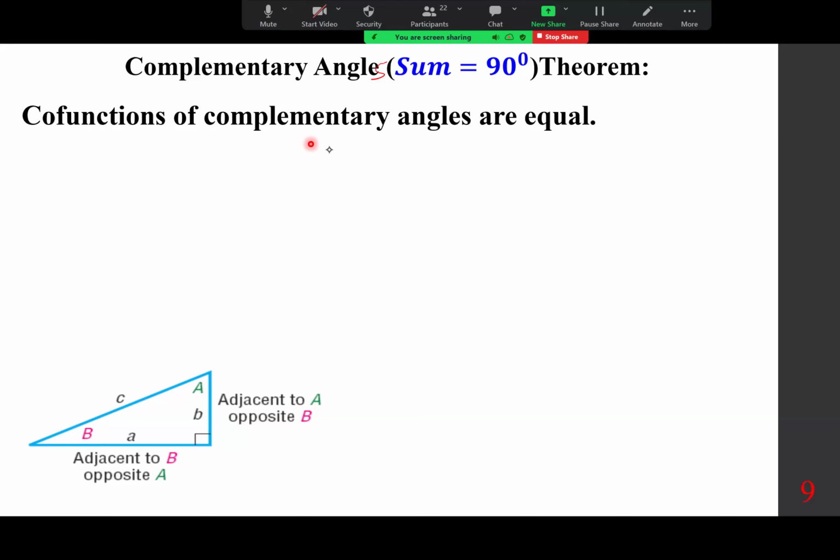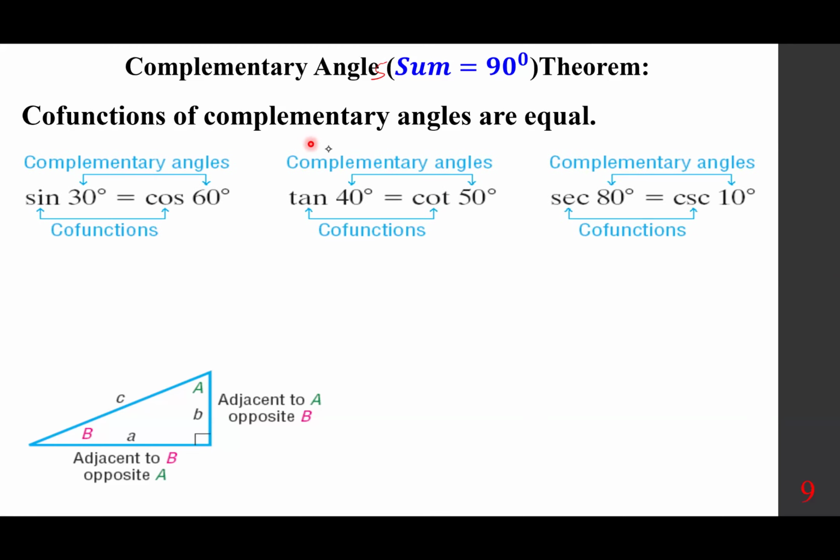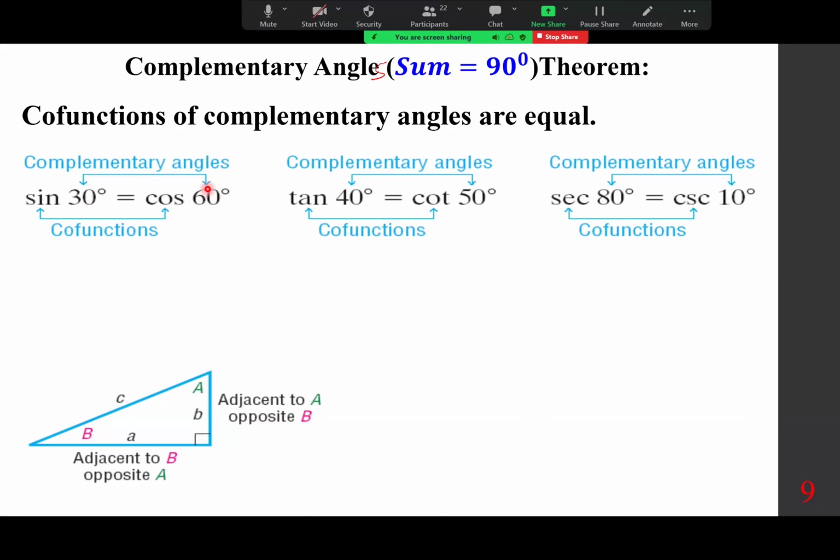Now, what are co-functions? For sine it is cosine, for tangent it is cotangent, for secant it is cosecant, as long as the sum of their angles is 90 degrees. So take a look at this one. Sine of 30 would be cosine of 60 because these two add up to 90 degrees. So if you look at the definition of those trigonometric functions with respect to a right triangle, over here, B is considered adjacent to A, opposite B. And this is considered adjacent to B, opposite A.